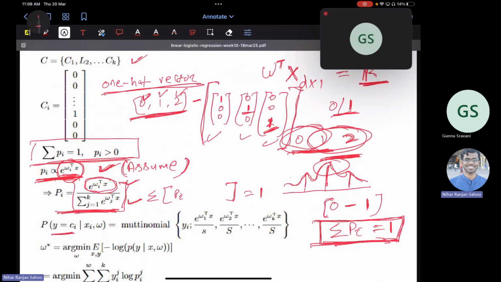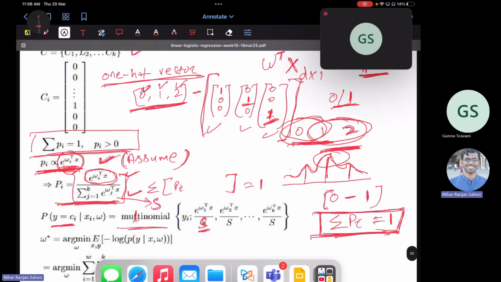So what the distribution exactly will be? It will be a multinomial distribution. It's a multinomial distribution with parameters e to the power w transpose x by s. So what are these s? S is this term. The denominator here is s, right?